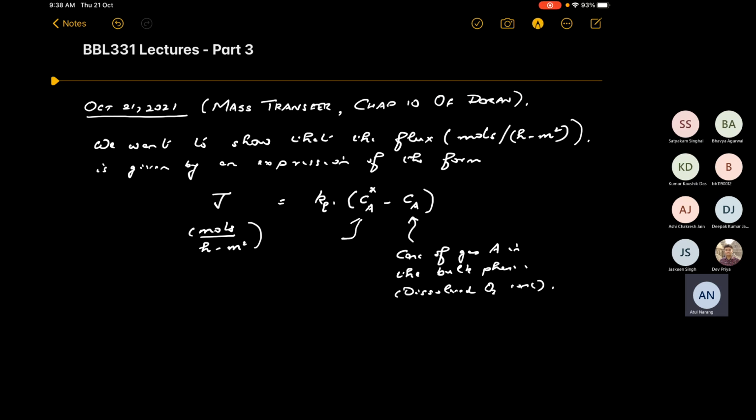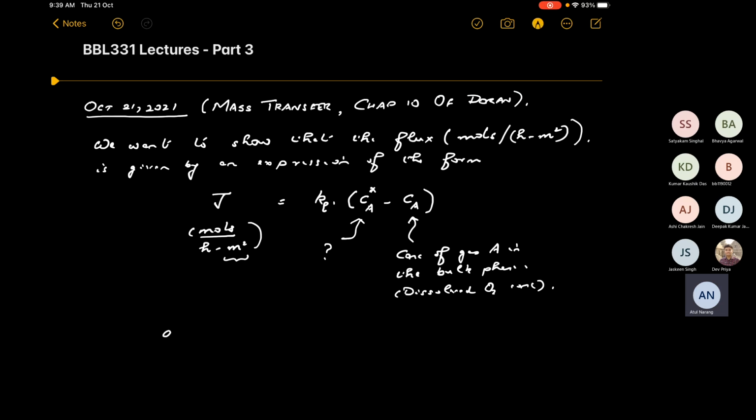And this quantity, C_A star, it's a slightly complicated property, a slightly complicated concentration. It's a hypothetical concentration, the meaning of which will become clear as we move on. So now note that this is defined in terms of per meter square. This is per meter square of the interfacial area between the bubble and the liquid.